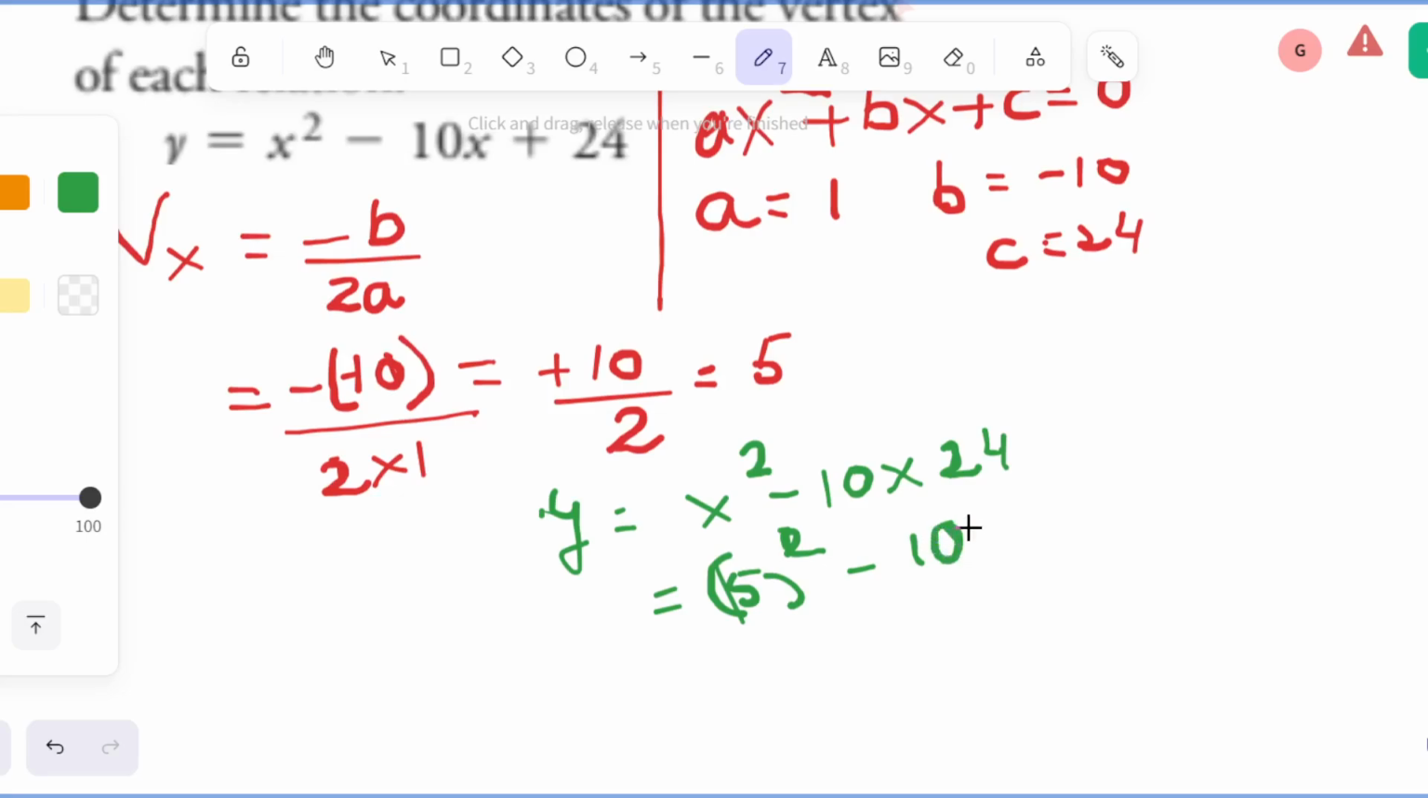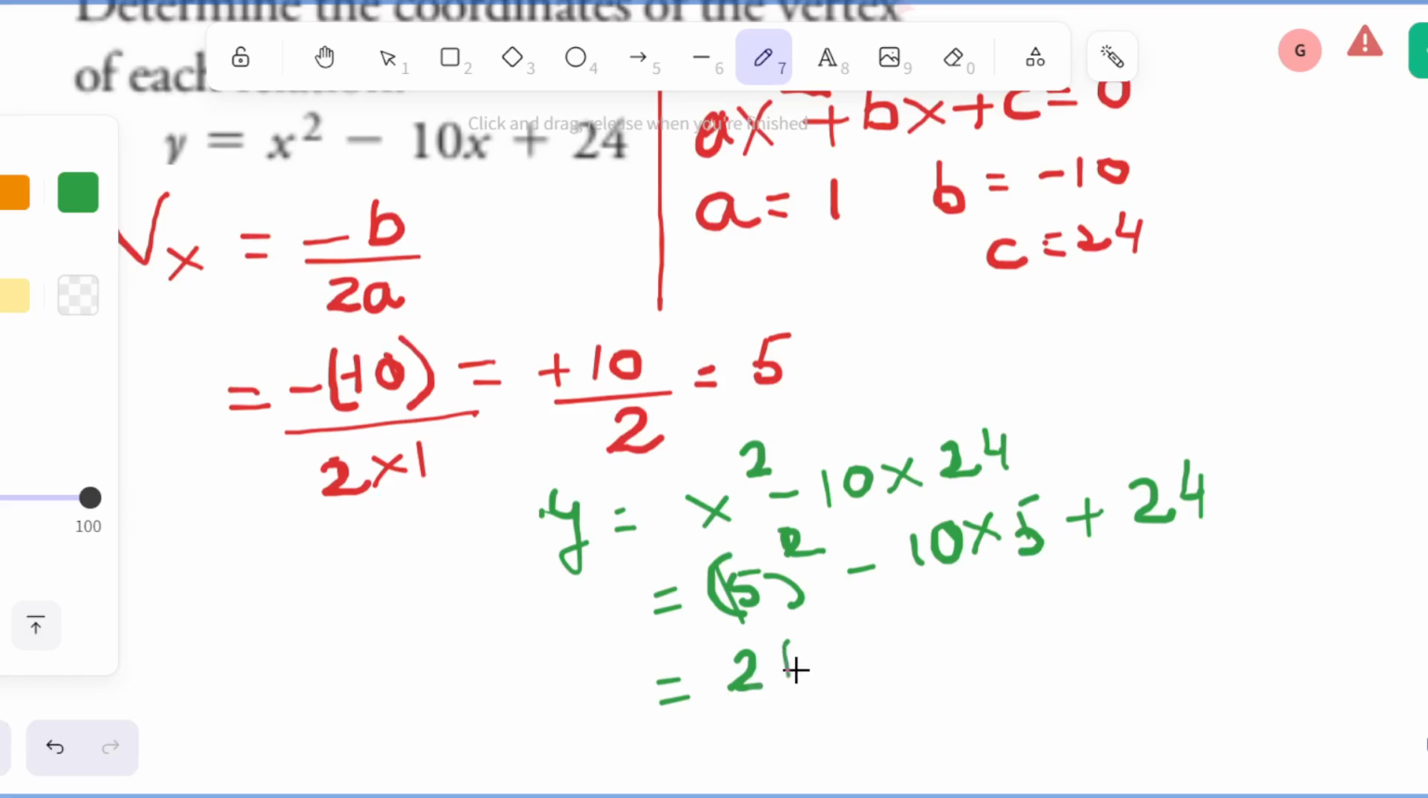So how does it work when a is not 1? Yeah, that's correct.